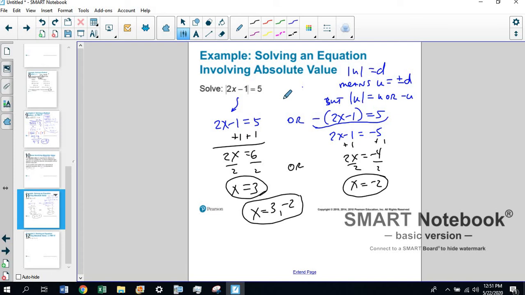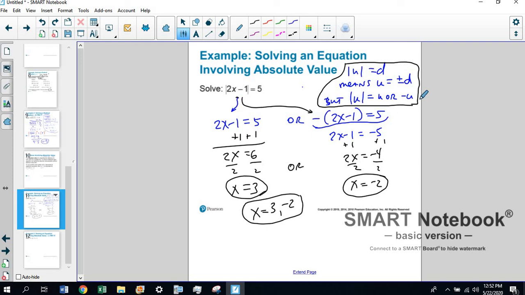Okay, so the steps again: isolate your absolute value first. Right? It's the same basic steps. The only difference is now instead of squaring both sides, you break it apart. You say absolute value is equal to itself, or it's equal to the opposite of itself, or you can write it like this. Either one of these is fine as a way of handling this right now.